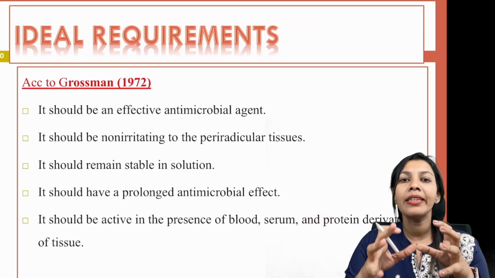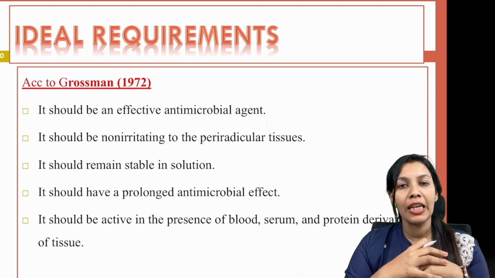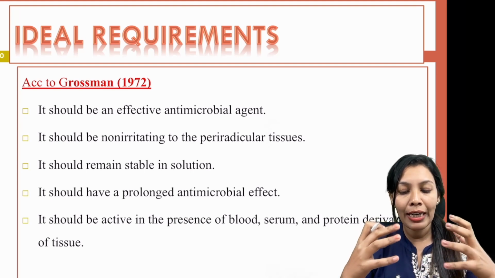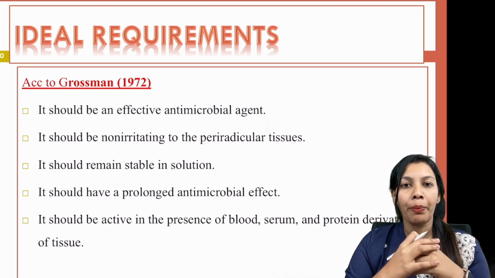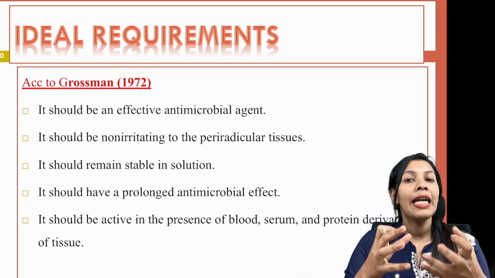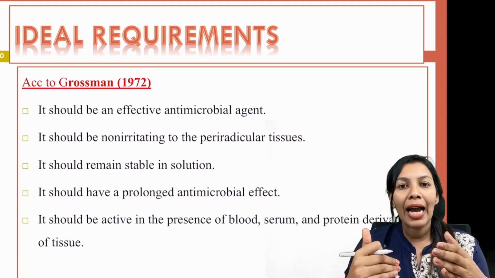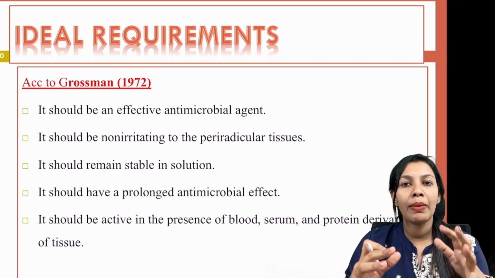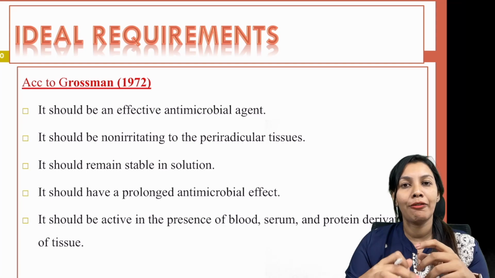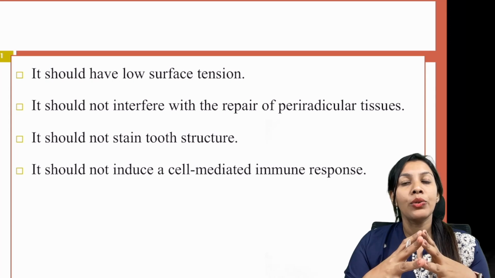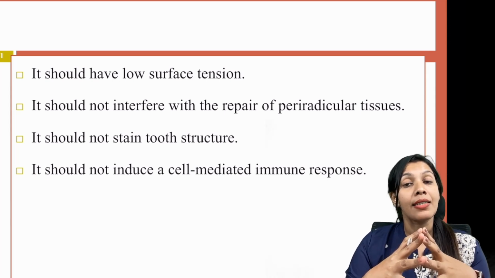So the ideal requirement is similar to that of the irrigants, which was given by Grossman in the year 1972, saying that it should have an effective antimicrobial property. It should not cause any irritation to the periapical space. It should be stable enough. It should not react with the blood or the serum or the protein, etc. It should have a broad spectrum antimicrobial, antibacterial function. It should not stain the teeth, and it should not induce any cell mediated hypersensitivity reaction.